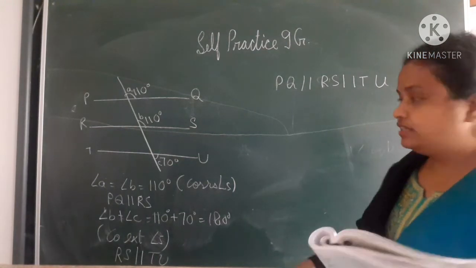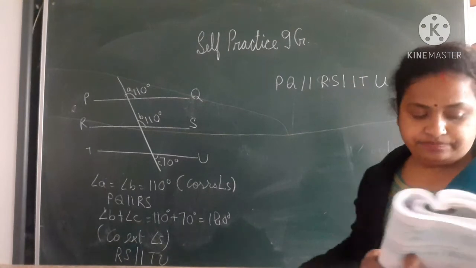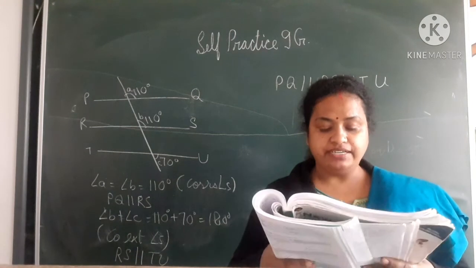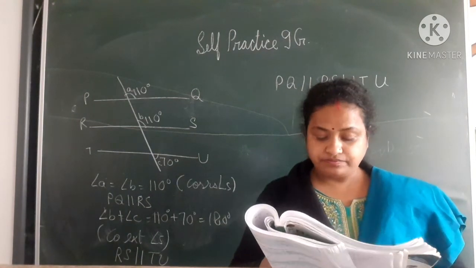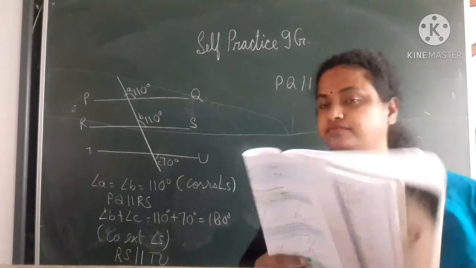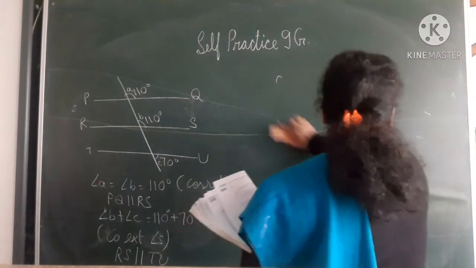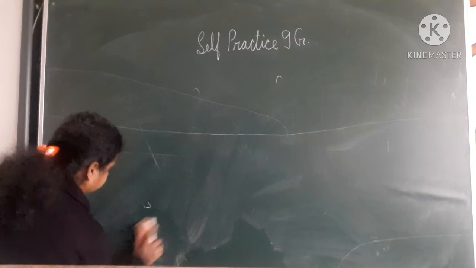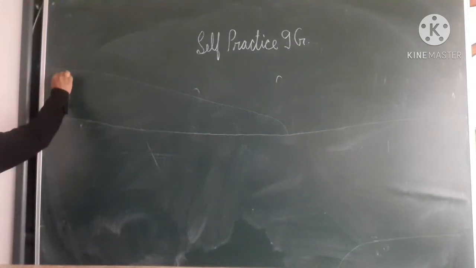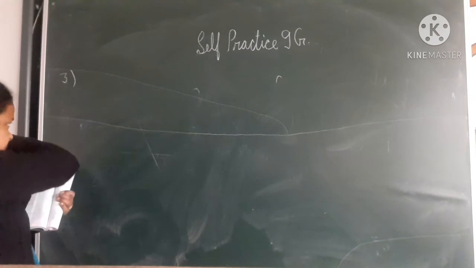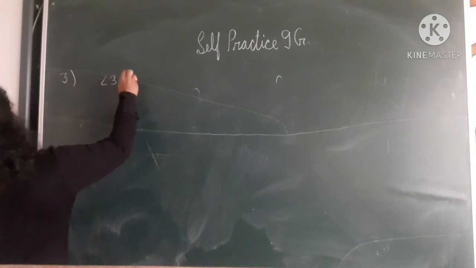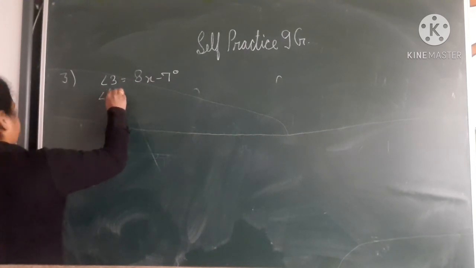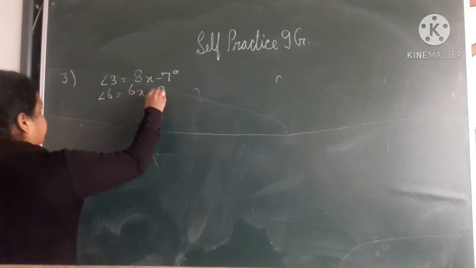Okay students. Now see the question number 3. Show that M is parallel to N and the angles have measurement given below. So give reasons. See question number 3. Angle 3 is equal to 8x minus 7 degree. Angle 6 is equal to 6x plus 21 degree.